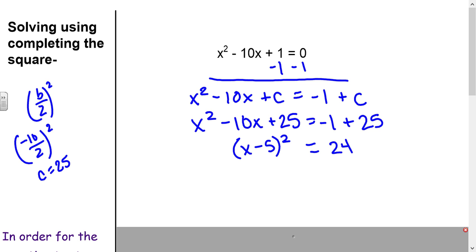So now I can solve this equation using square roots. So to cancel out the square, I'll take the square root of both sides. And so the square and the square root cancel out, and I get x minus 5 equals the square root of 24.